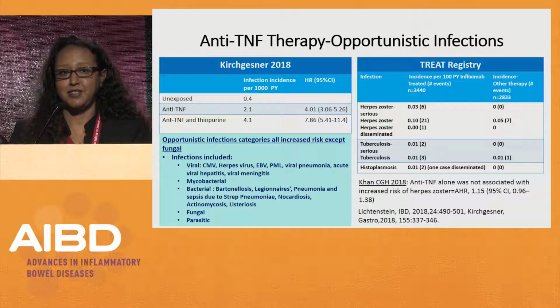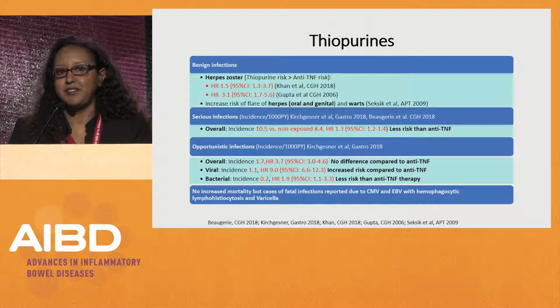With the TREAT registry, in terms of types of opportunistic infections, herpes zoster, serious cases of TB, as well as histoplasmosis, in one case disseminated. And then a colleague of mine actually published a study recently based out of the VA system showing that anti-TNF therapy alone was not associated with herpes zoster. So there may be a slight risk of herpes zoster, but not as much as the next class of medications, which are thiopurines.